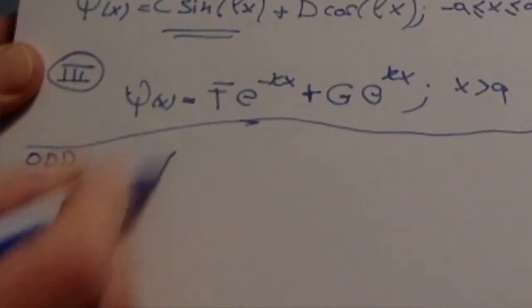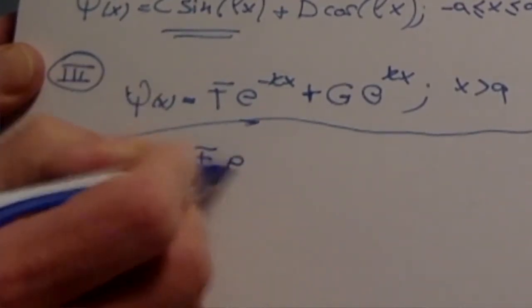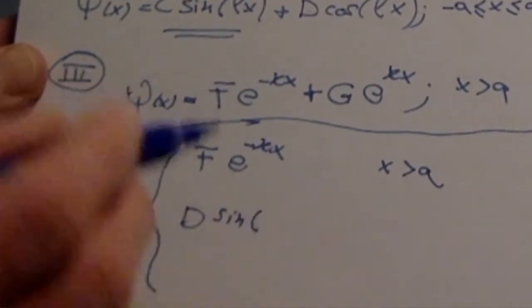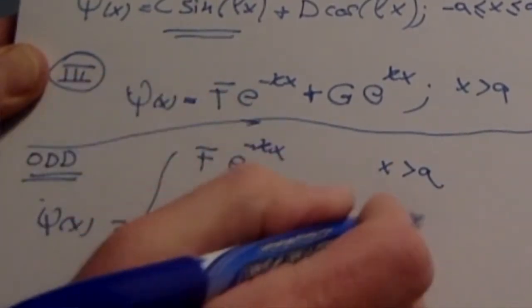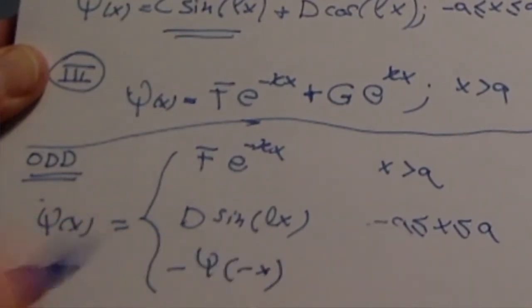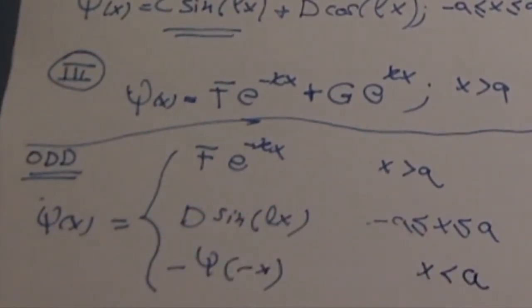So now we can write the whole solution. Psi of x is equal to f times e to the power of negative kappa x for x greater than a, d sine of Lx for x between minus a and plus a, and minus f e to the power of kappa x due to the symmetry for x smaller than minus a.